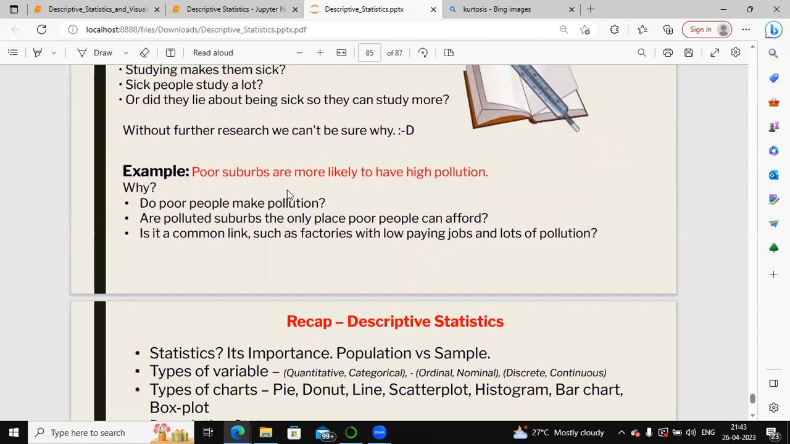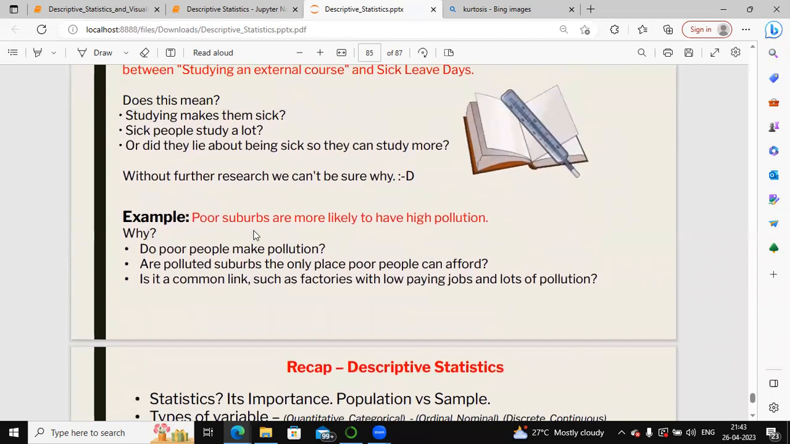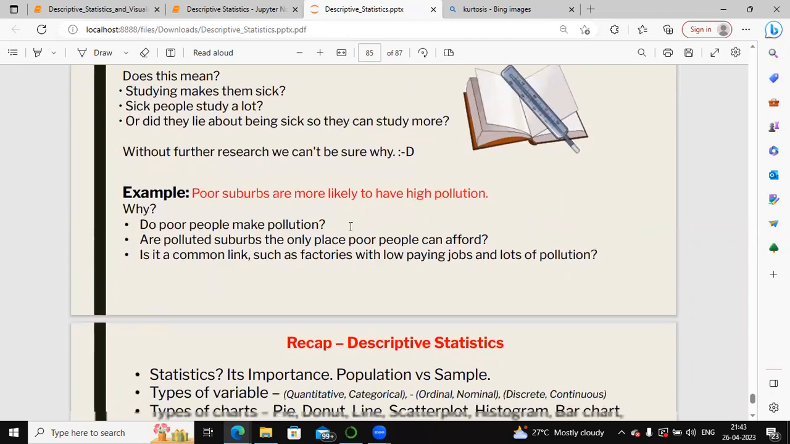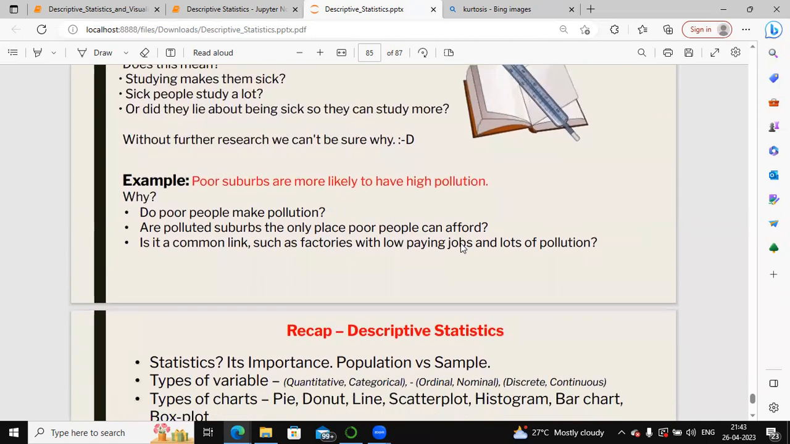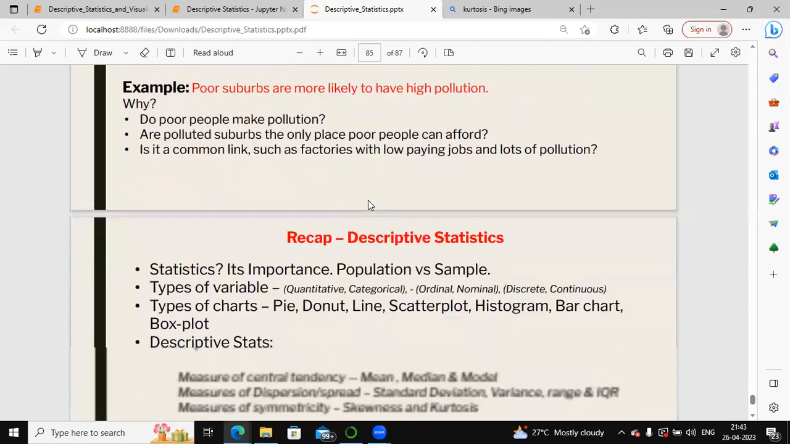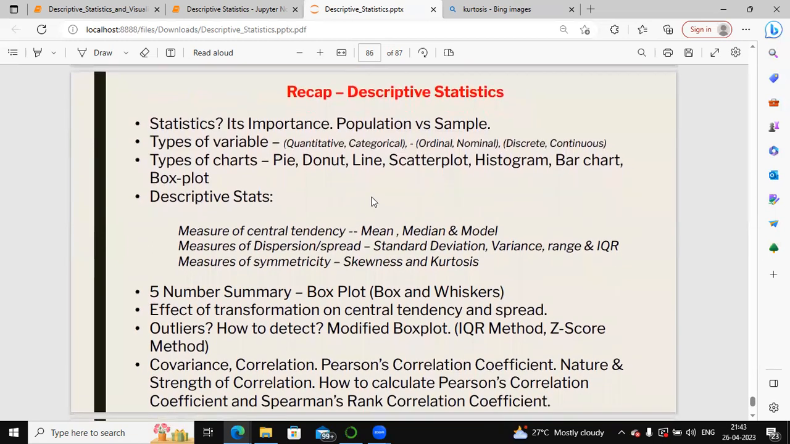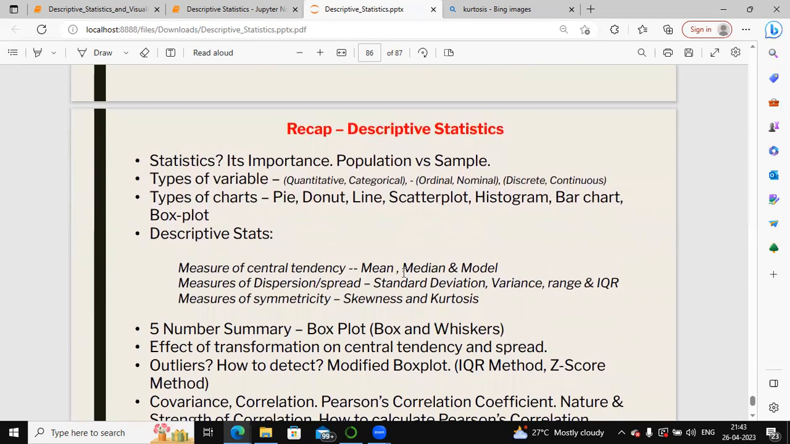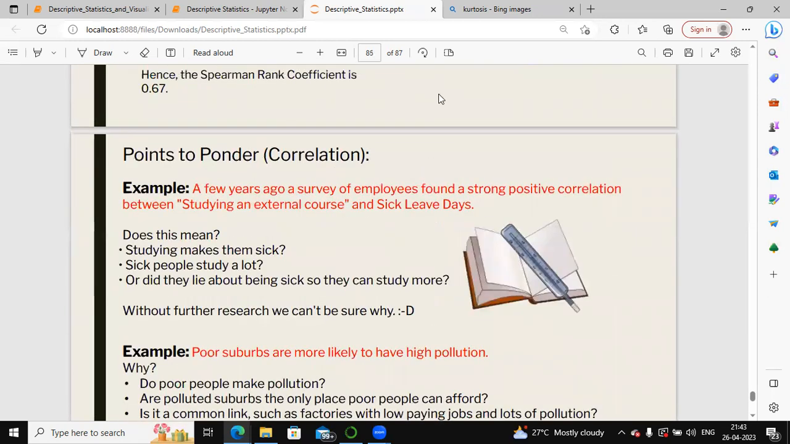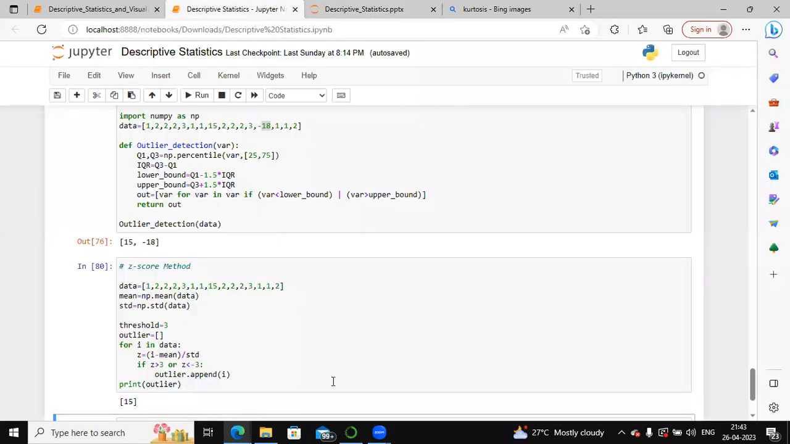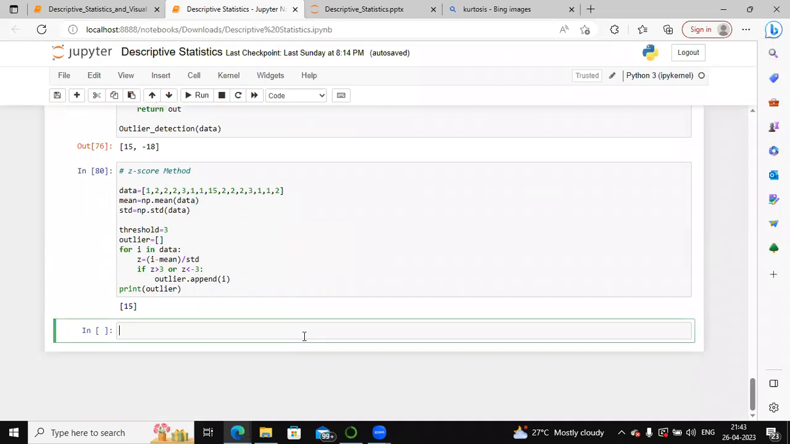Similarly, poor suburbs are more likely to have high population. So we have to find a relation, if poor suburbs have high population, and then only check the likelihood of that. Now we have come to the end of the descriptive statistics. Before completing this part, I would like to write the code for finding covariance and the correlation coefficient.